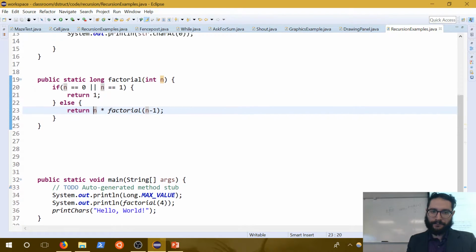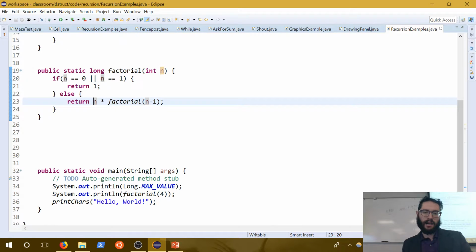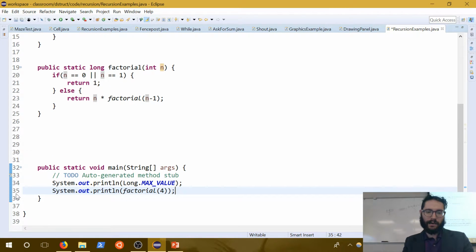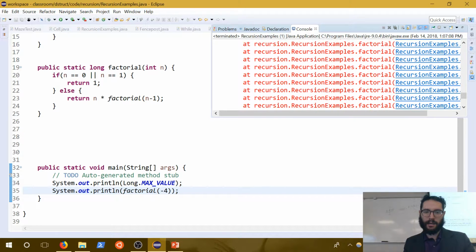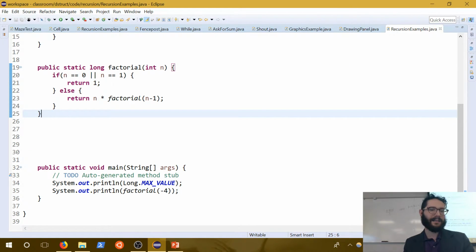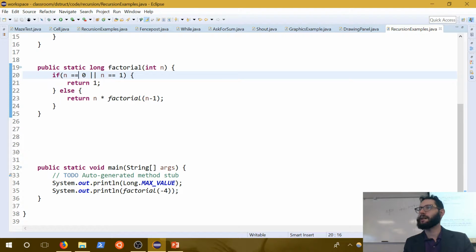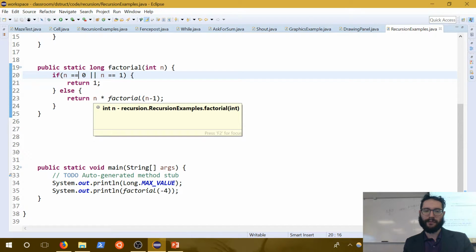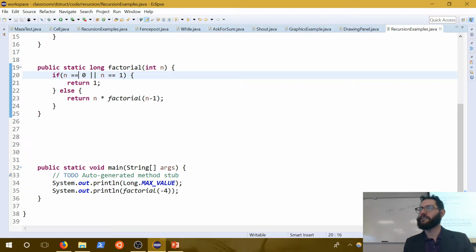Okay. So the only question here is, what happens if I put in a negative number? Negative 4. I get an infinite loop. I get that Stack Overflow error. Why? Right? Because I'm going away from my base case. If n is equal to 0, well, -4 is not equal to 0 or 1, so we'll do -4 times the factorial of -5, which we'll call -6, which we'll call -7, and so on and so forth, right? It's never going to come towards 0.